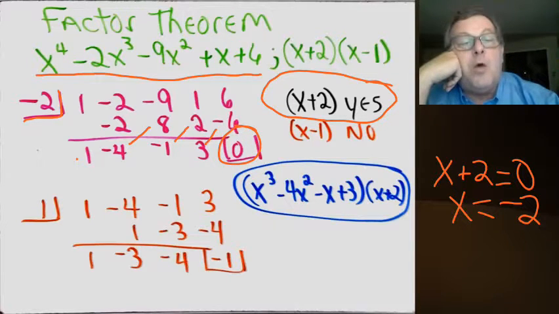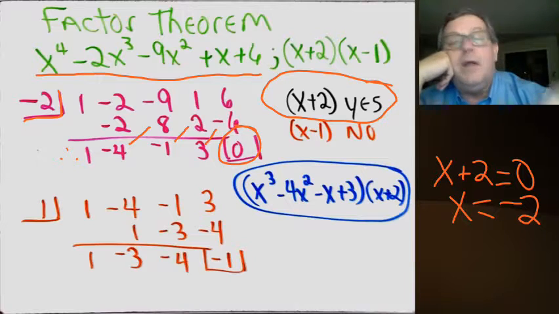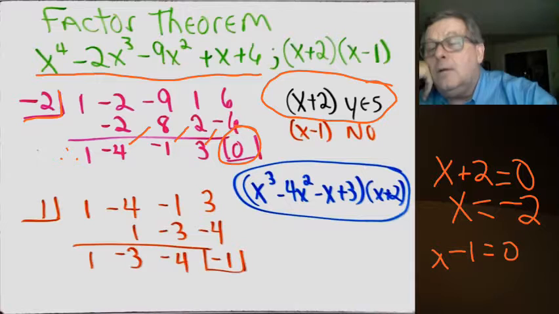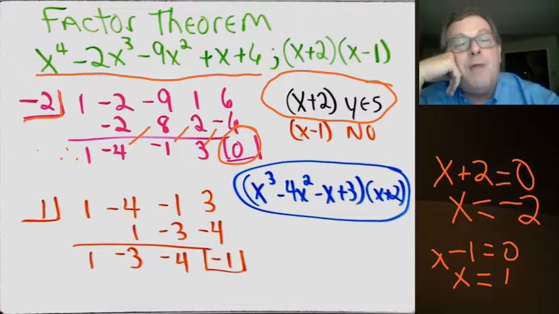Now I can take the quotient from this, since it is a factor, and drop it down and synthetically divide by x minus 1, so I'm going to synthetically divide by 1. I've dropped down my coefficients from before: a 1, a minus 4, a minus 1, and a 3. If it's a factor, it's going to be a factor of this equation, which is x cubed minus 4x squared minus x plus 3.